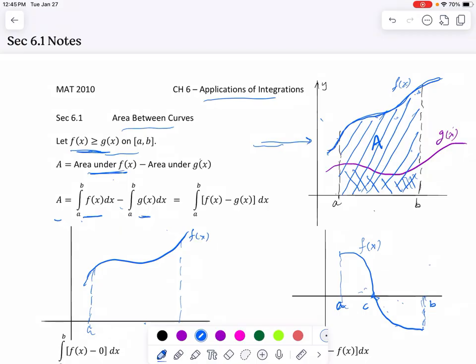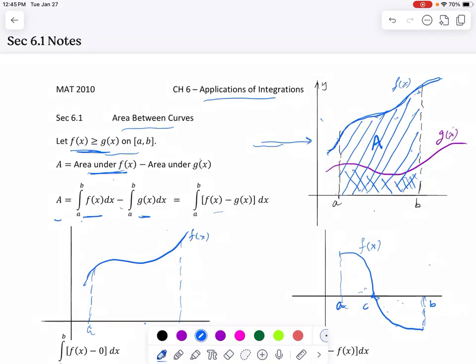And now we can put them in one integral. Again, the reason is that the bounds are the same and the functions have the same variable. So we get this as our formula for finding the area between two curves. So if you know which curve is above and which curve is below, then this is how you can find the area between the curves.